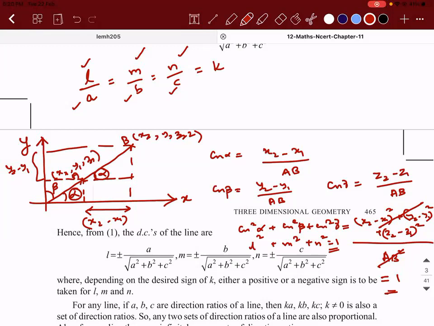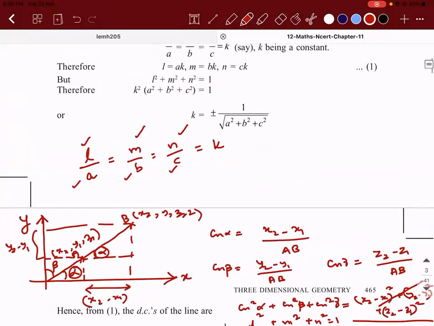I have a doubt in the previous formula. Tell me. The L by A, M by B, N by C. That is not a formula, that is a definition. We won't use it in any questions, sir? Yeah, you will use it.